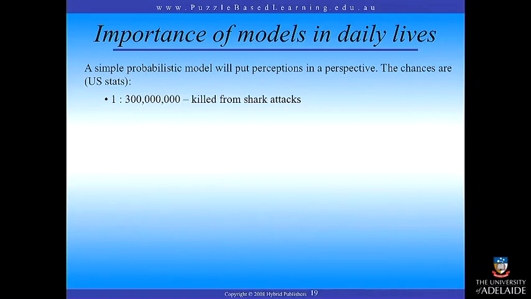In the States, this is your chance of being killed by a shark attack. So how do you compute this? Try to imagine how you compute these statistics. 1 in 300 million. What does that mean?